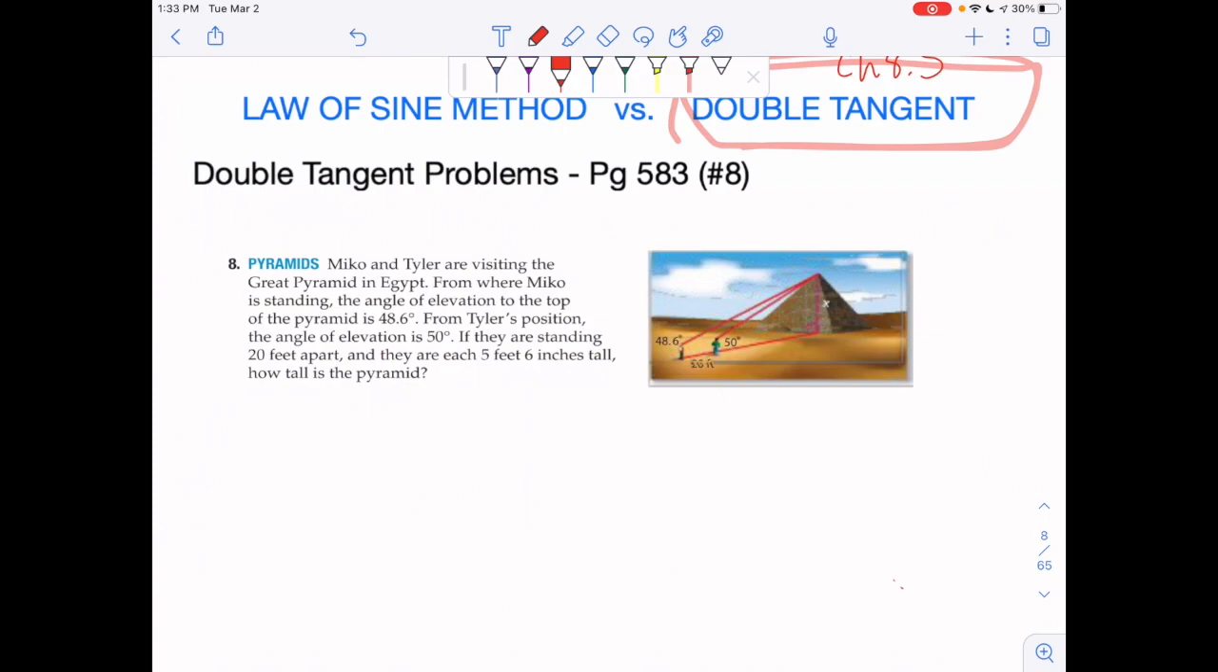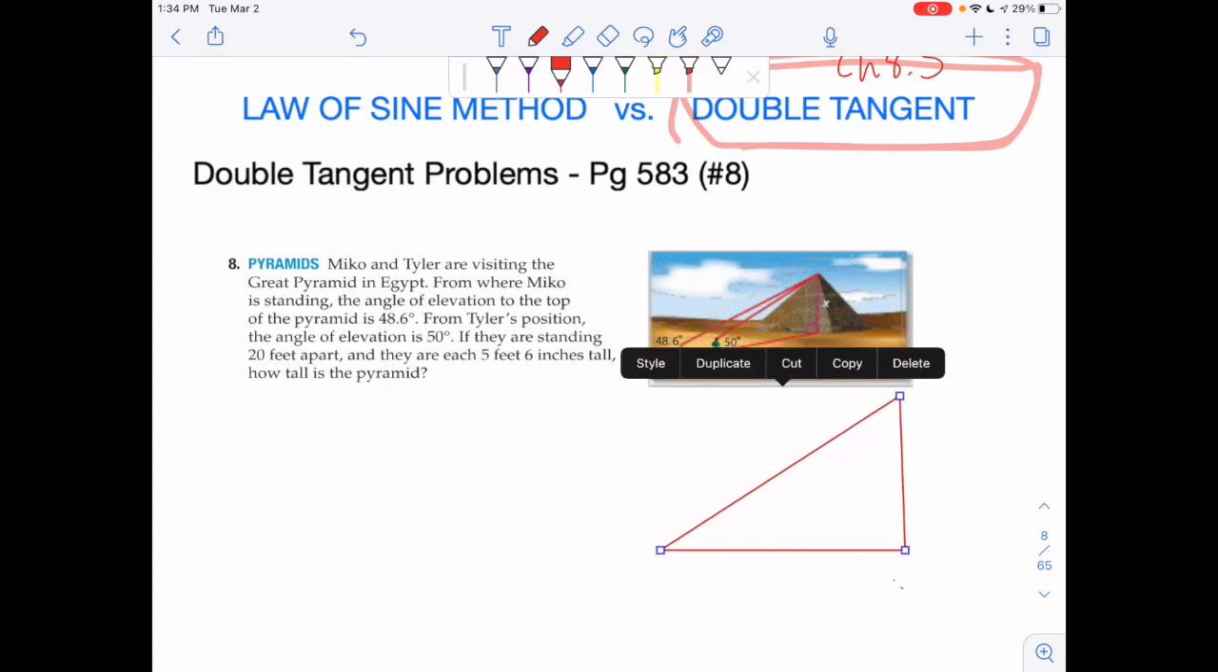So let's get started. Miko and Tyler are visiting the Great Pyramid in Egypt. From where Miko is standing, the angle of elevation to the top of the pyramid is 48.6 degrees. Okay, I'm gonna draw a triangle here. So it's like the top of the pyramid here. Miko is right here. This is 48.6 degrees. From Tyler's position, his angle of elevation is 50 degrees.